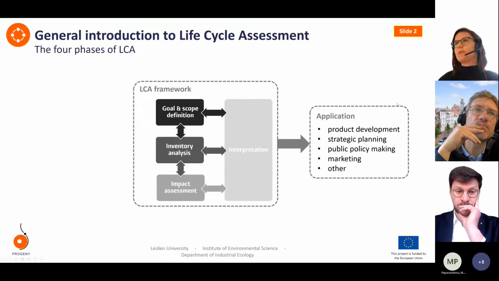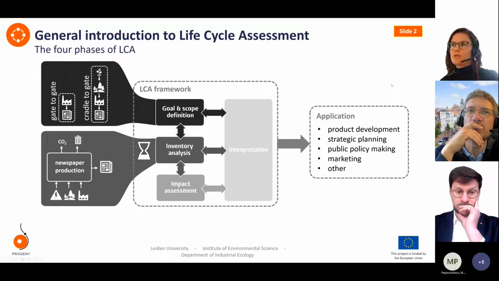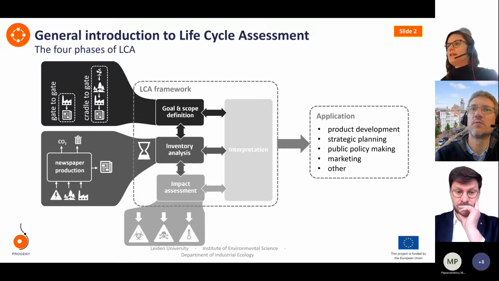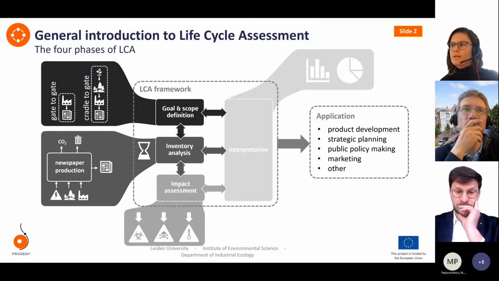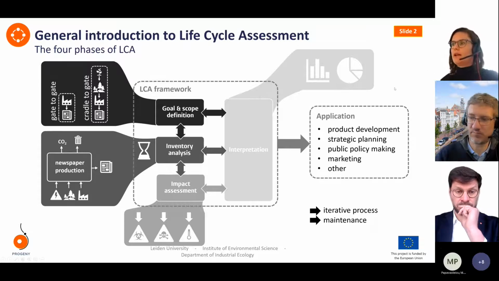So let's start with the recap. We introduced last time what life cycle assessment is about. So the 4 phases: we have the goal and scope definition. Then we have the inventory analysis, which is the most time-consuming part. Here we have to scale up foreground and background. Then the impact assessment, where we take a look at impact categories like climate change or human toxicity. And then the interpretation phase. We also said that it is an iterative process which is in need of maintenance. So there's a lot of back and forth, as the arrows already indicate.